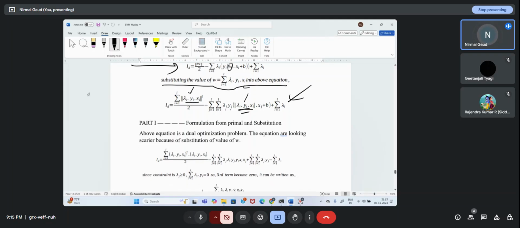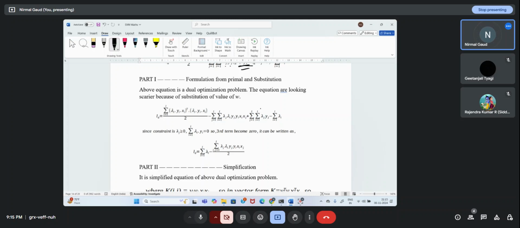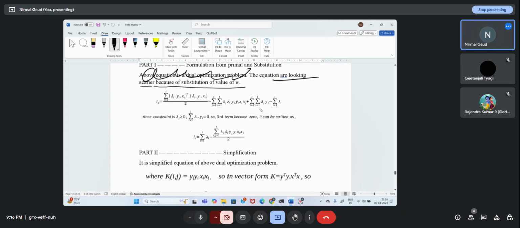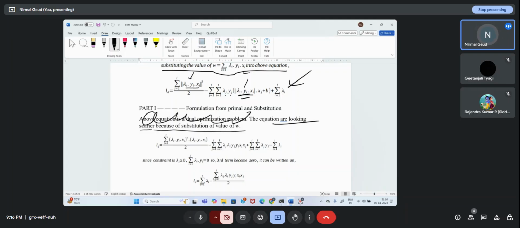Then they perform the multiplication. The above equation is a dual optimization problem. The equations look scarier because of the substitution of the value of w. Obviously it's scarier, no? And you can see this is lambda I yi xi whole square. That will be a matrix. This will come out as a matrix, so it's a matrix square.